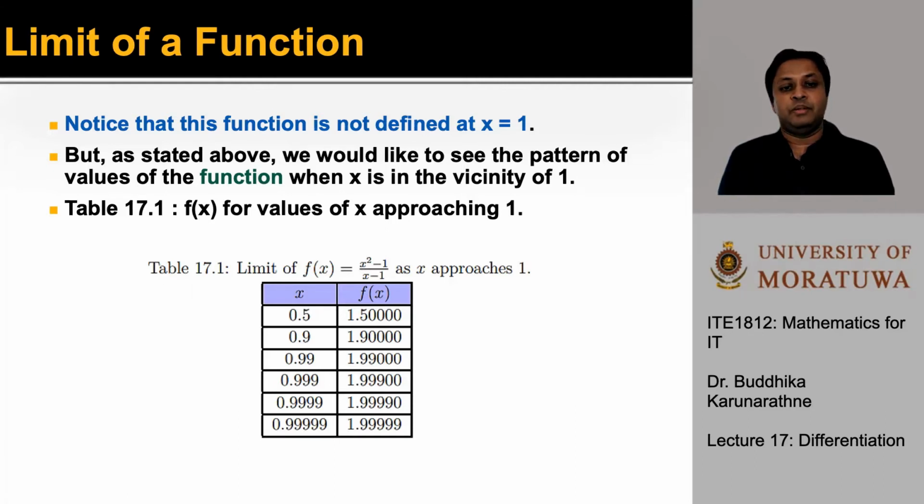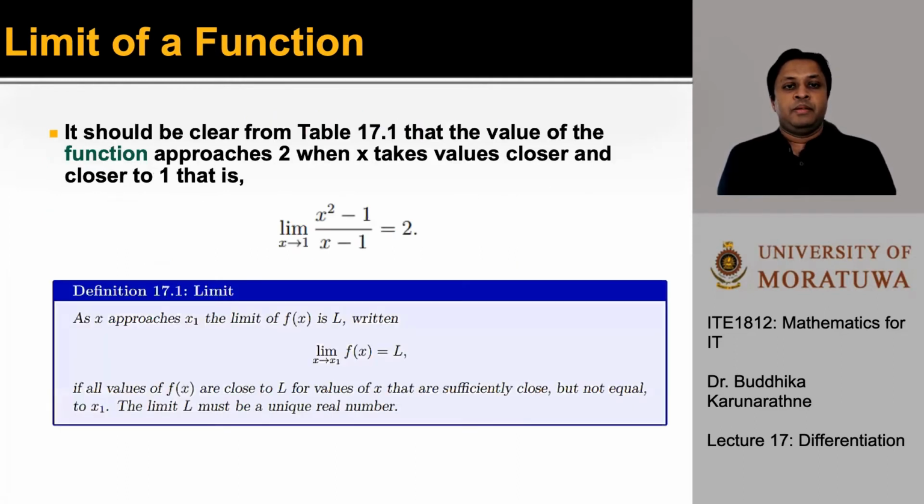So for example, when we substitute 0.9999 for x, we get for f(x) 1.9999. So we see that it goes closer and closer to 2. So this means that the limit of this function f(x) when x approaches 1 is 2. So this is the concept of the limit.